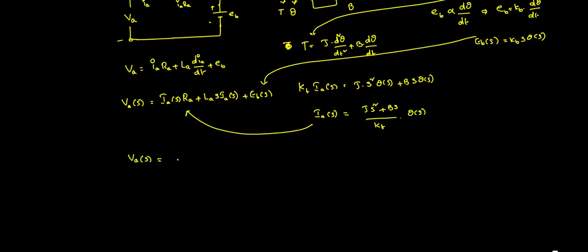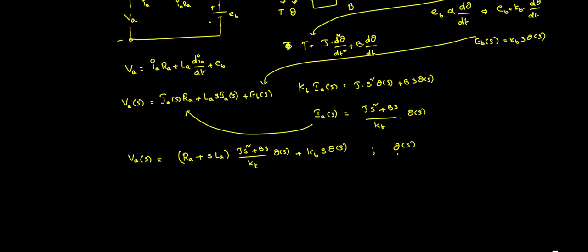So substituting all those values, VA of s is equal to RA plus s into LA, because I am taking IA common and substituting the IA value there, that is IA is J s square plus bs divided by KT into theta of s, plus EB. EB is equal to KB into s into theta of s. That's how it is. Now our required transfer function is what?